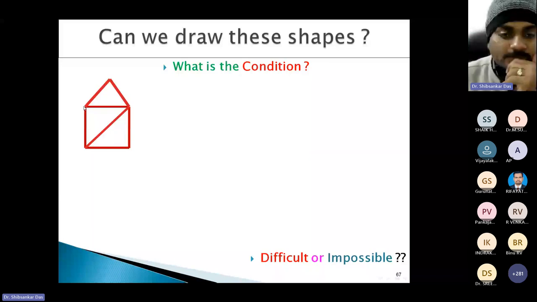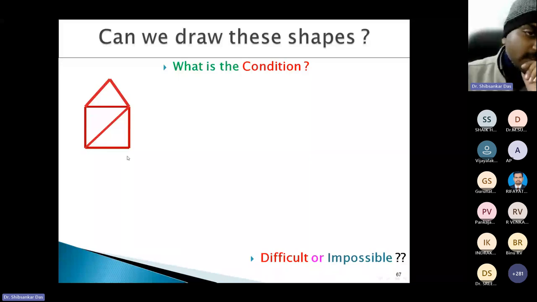You can try at home, because it is an online lecture class and the platform is very difficult for me right now. The hint is that if it is a closed walk, it is difficult. It is not possible; Euler has proven that. But it is not a closed walk, so you can trace all the edges exactly once.